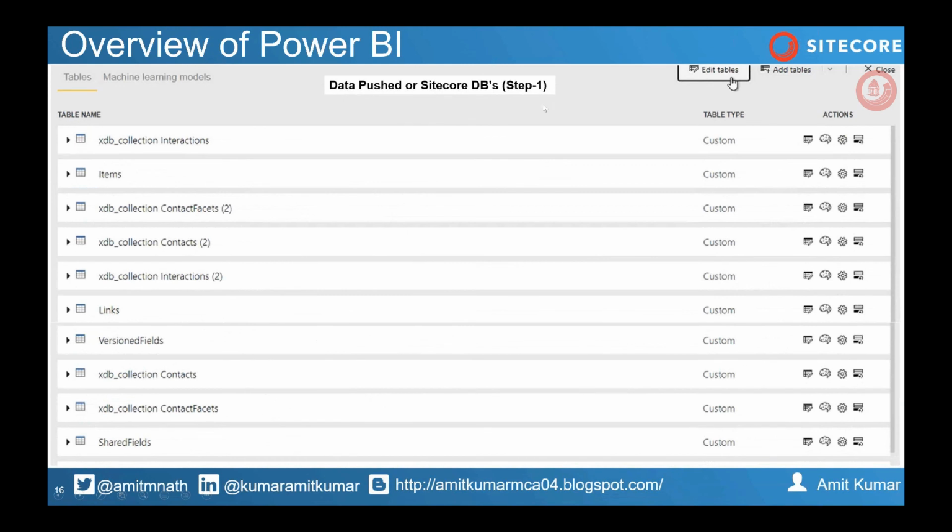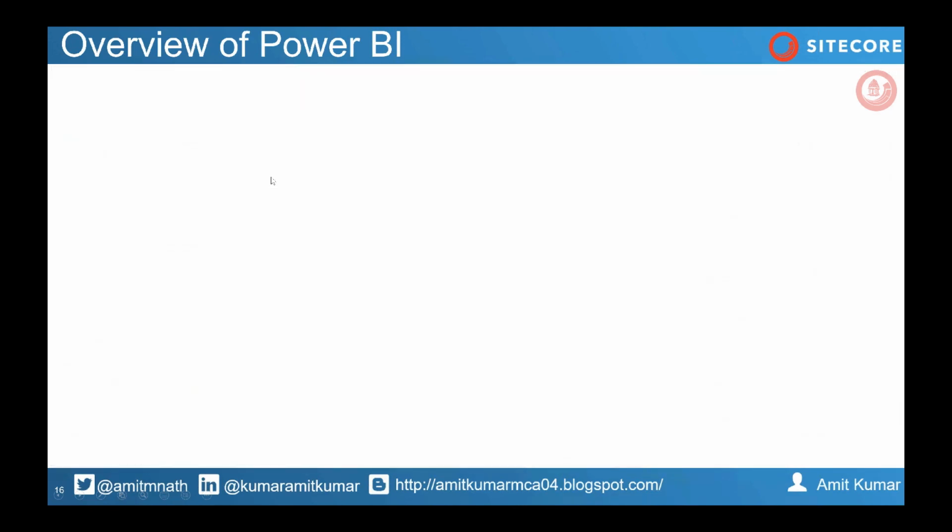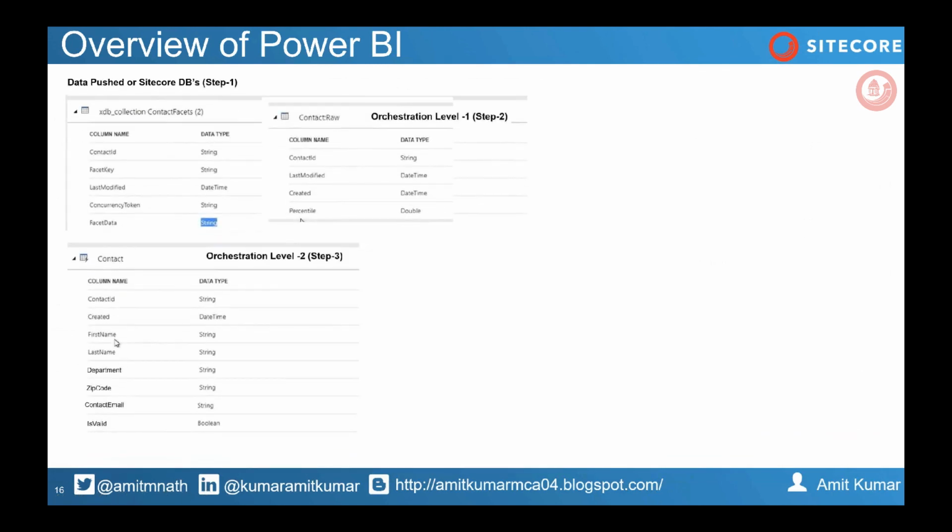Now, as I was telling you, step 1 is where you have all the raw data. You are seeing here I have an xDB interaction table and items from the Sitecore WebDB, all collected in my step 1. And in step 1, you will have a contact ID and facets key, and these things are present from the facets.